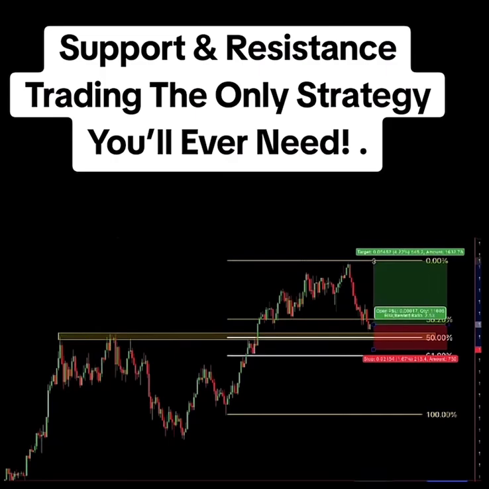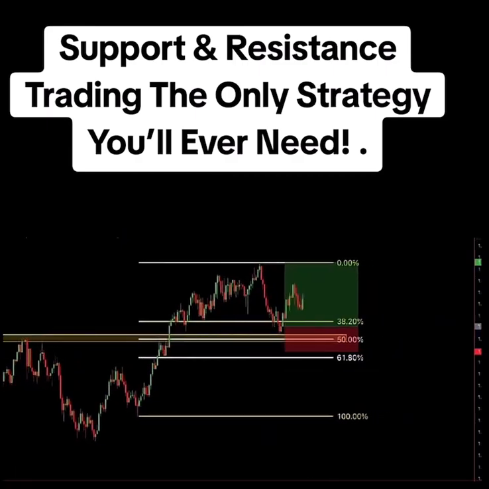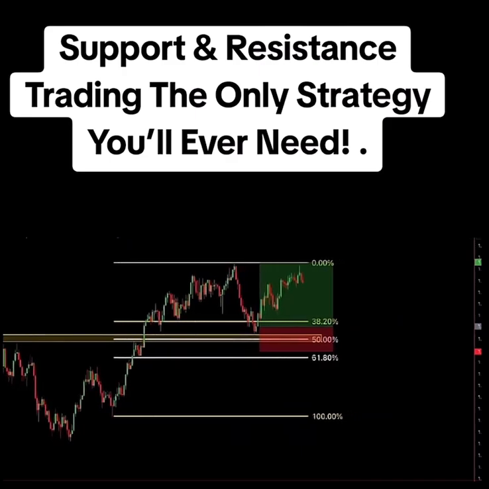Entry: after the inside bar formation. Stop loss: a few pips below the support level. Take profit: at the next key resistance zone. By waiting for the right setup, we avoid false breakouts and trade with confidence.